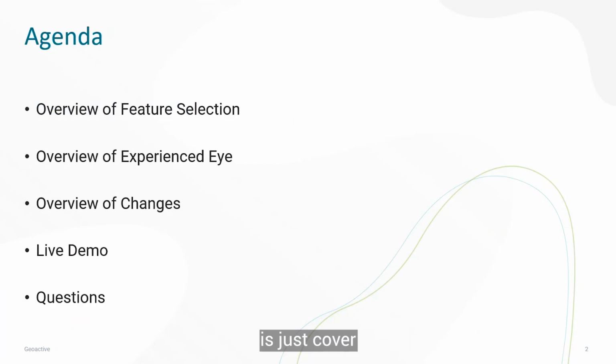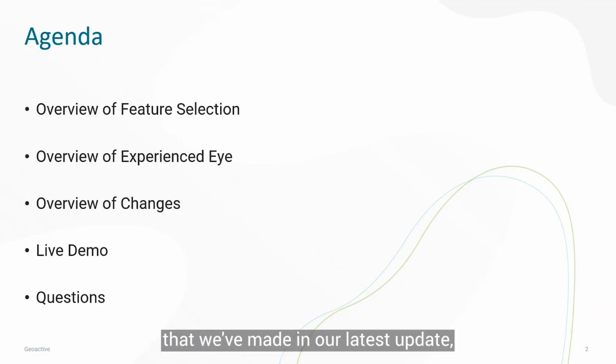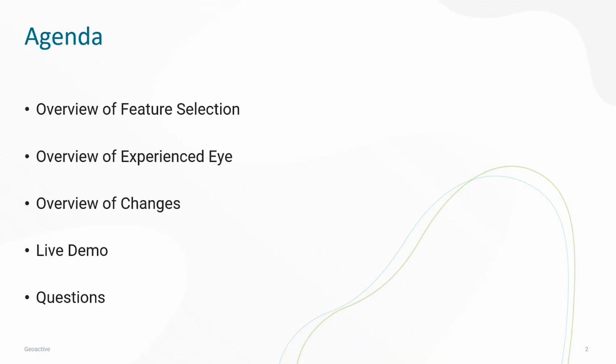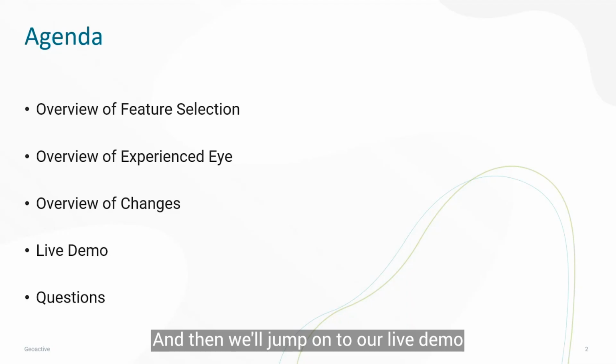So what we're going to do is just cover an overview of feature selection, and then an overview of what Experienced Eye is if you've not come across the module yet within IP, and then we'll go through some of the changes that we've made in our latest update, update 3. And then we'll jump on to a live demo and then take any questions at the end.